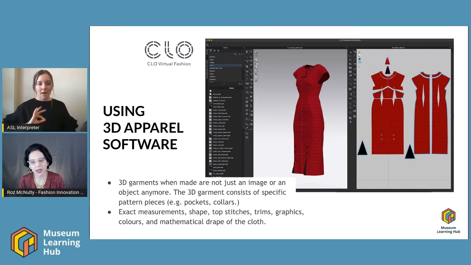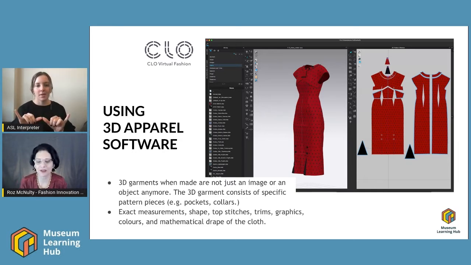So you're getting exact measurements, shape, top stitches, trims, graphics, colors, and math. And I think this is really important. We must remember that our clothing is disintegrating, especially the older clothing.